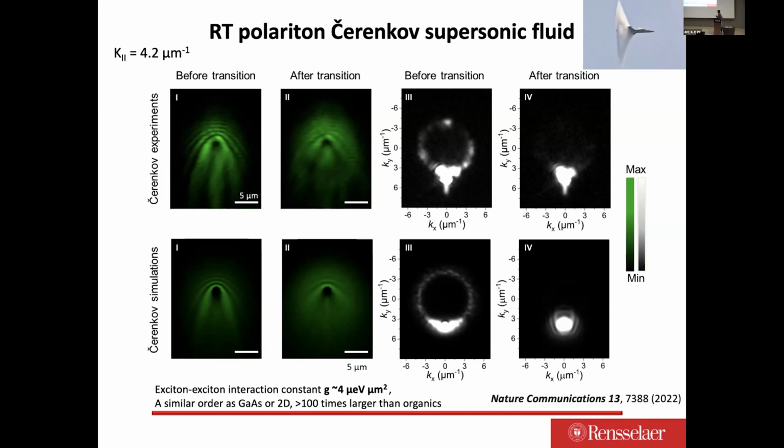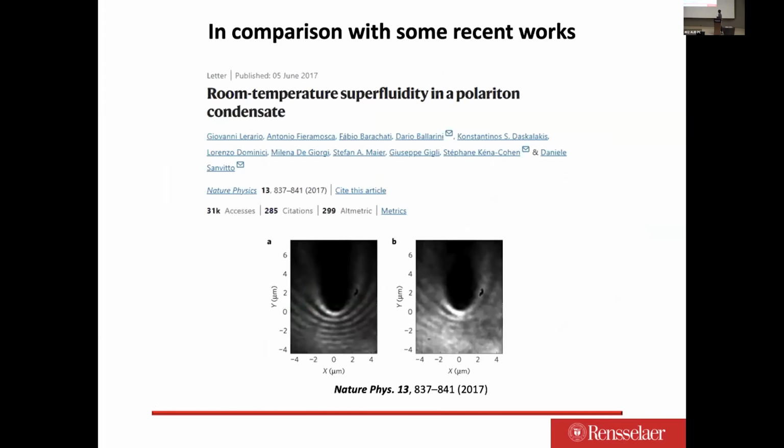And then we can extract the exciton-exciton interaction by seeing how this opens up with different pump power and angle. We extract this as about 4 micro eV per micrometer squared, a similar order as gallium arsenide or 2D material, but 100 times larger than organic. If you compare with our previous room temperature attempt in the organic, they never observed the Cherenkov wave open up because of the limited exciton-exciton interactions in the organic. Because in the organic, they are Frenkel excitons, very localized, not much interaction.